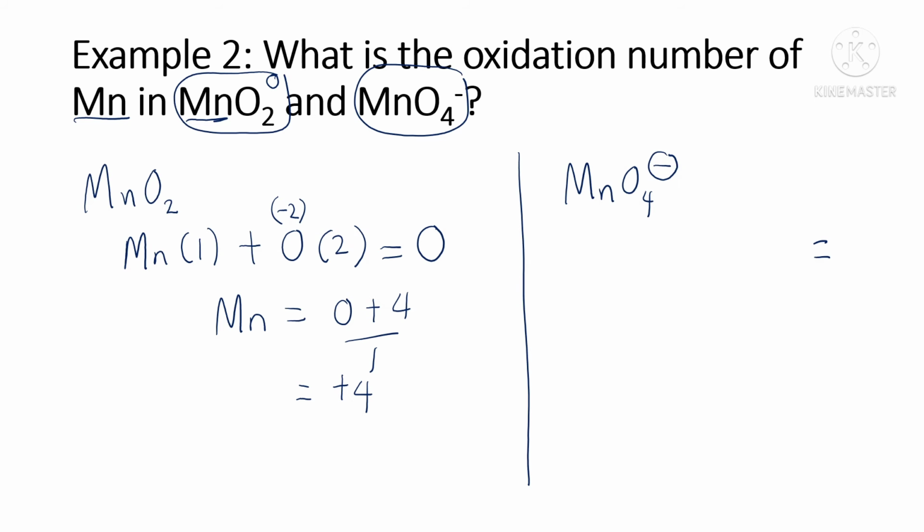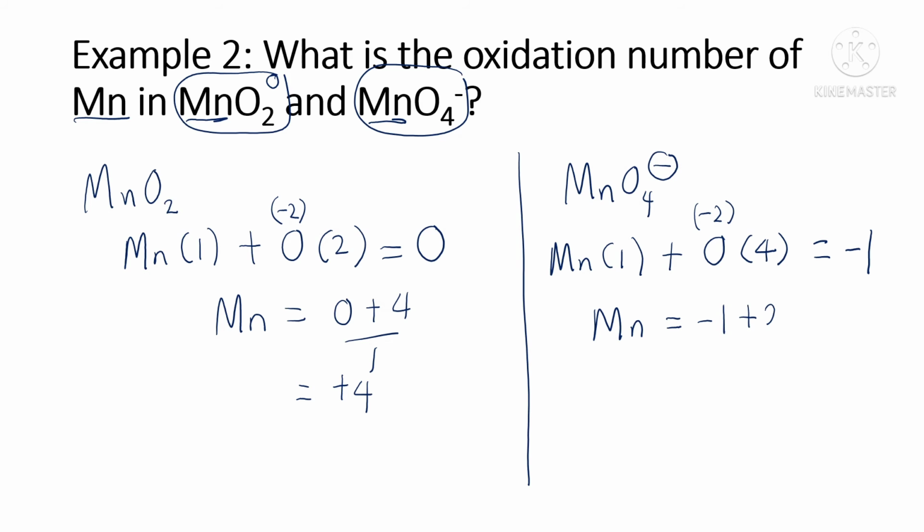And for the permanganate ion, the total charge of the ion is equal to -1. Therefore, the oxidation number for the permanganate ion is equal to -1. And the permanganate ion consists of 1 manganese atom and 4 oxygen atoms. For oxygen atoms, the oxidation number is -2. So therefore, the oxidation number for manganese in the permanganate ion is equal to +7.